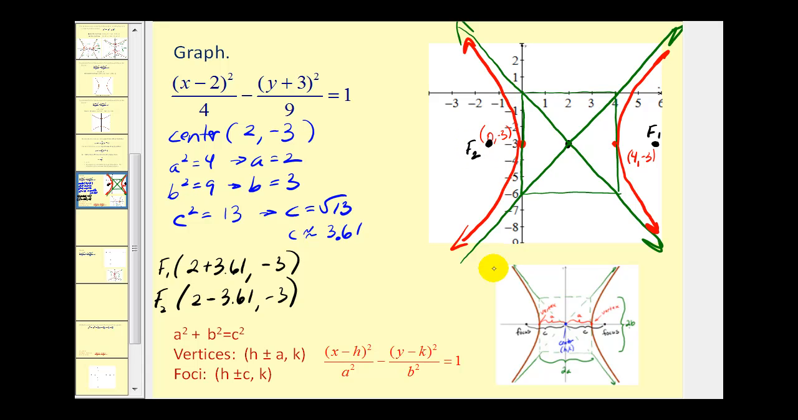Now we're not going to take the time to find the equations of these asymptotes. Sometimes you're asked to do that, but you could quickly find the slope of these lines and then use point slope form to find the equations. Let's go ahead and take a look at one more example.